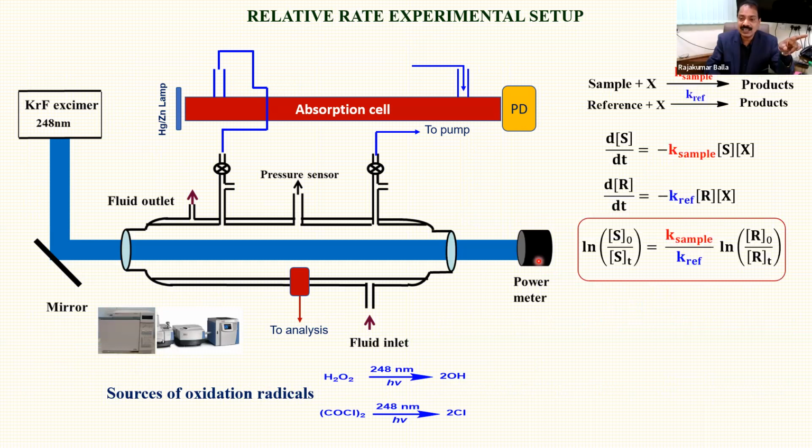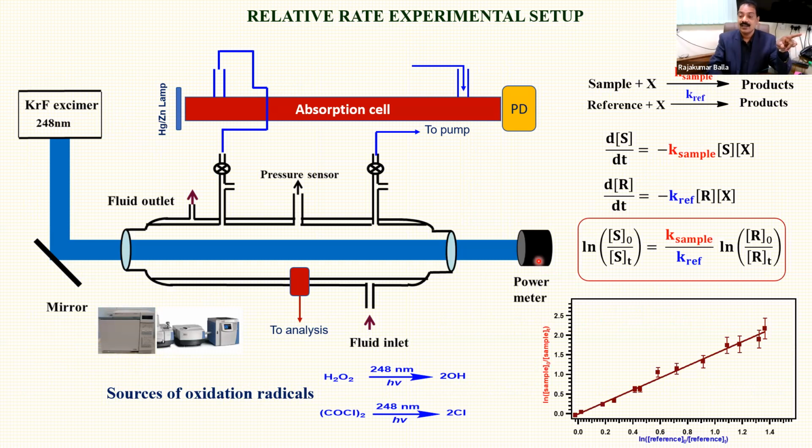The advantage with this is a relative rate method. In the absolute method, we can see the fluorescence. In the relative rate method, it is a static cell. There are secondary chemistry possibilities. But the advantage is, if you want to measure the kinetics of A with OH, you put B also. B plus OH is already reported. You take this rate constant, and see the loss of A with respect to B.